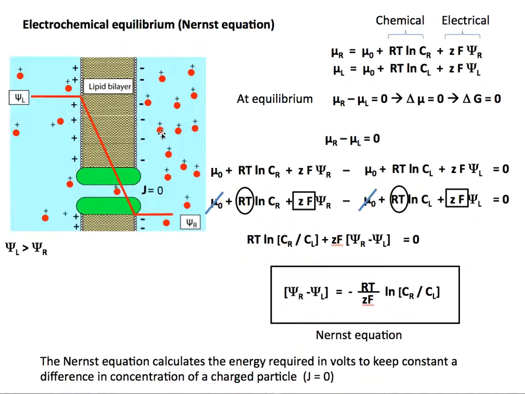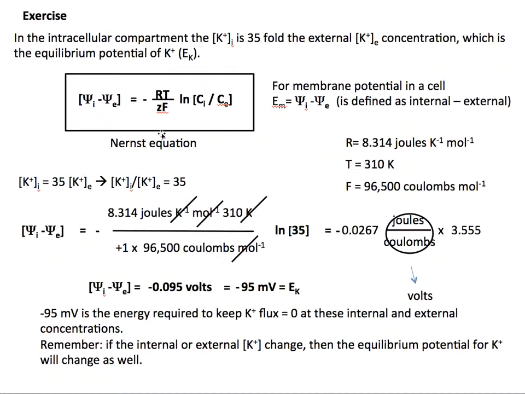So let's tackle a real problem, and I'll again re-explain the Nernst equation with this real example. So you have an intracellular compartment with potassium inside 35-fold higher than outside, external, right? So again, Nernst equation, negative RT over ZF times ln of CI over CE. That CI over CE is going to be 35. RT over ZF, these values are all going to be given to you. Z, because it's potassium, the valence charge, is going to be just +1.